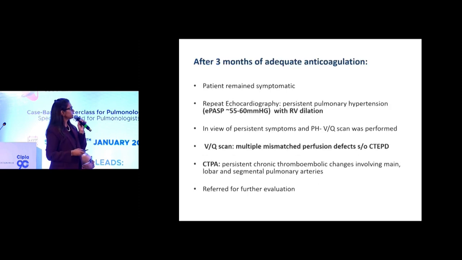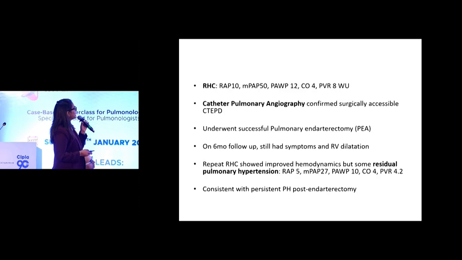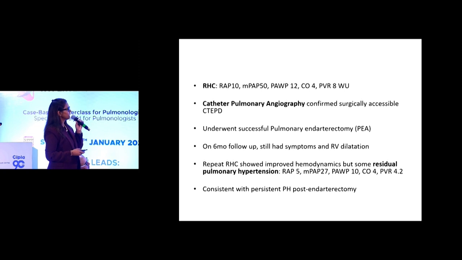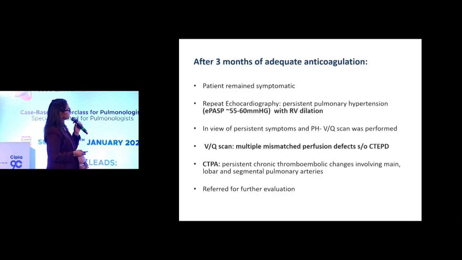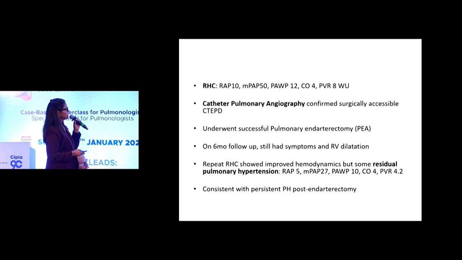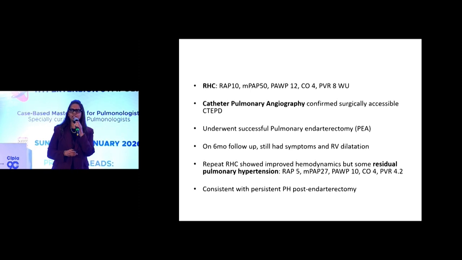So we referred her for further evaluation. A right heart cath showed pre-capillary PH. A catheter PA-gram showed surgically accessible CTEPH. She underwent successful pulmonary endarterectomy, and on 6 months of follow-up, she had persistent PH. So that was pre-capillary PH, consistent with persistent PH post-endarterectomy. So this single case opens up a few clinical questions, which I will address to our panelists to invite their thoughts.